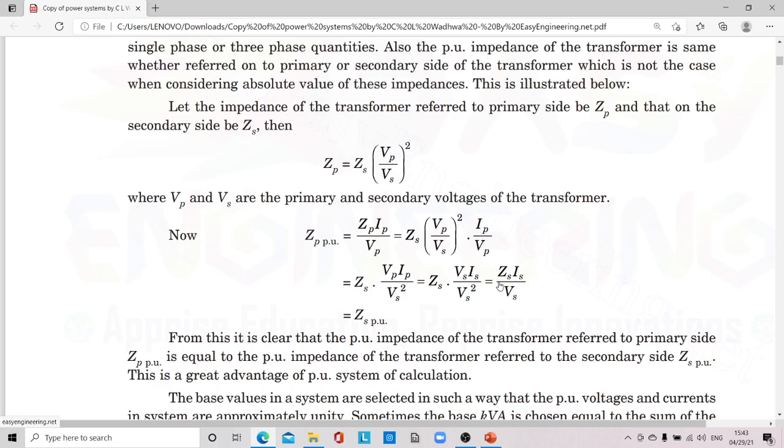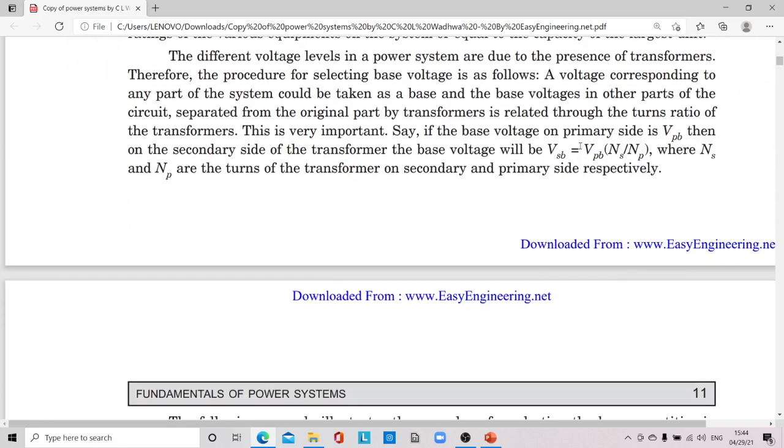Voltage corresponding to any part of the system would be taken as a base, and the base voltages in other parts of the circuit separated from the original part by transformers is related to the turns ratio of the transformers. So, this is very important. Say if the base voltage on primary side is VPB, then on the secondary side of the transformer base voltage will be VSB. VSB is equal to VPB NS by NP, where NS and NP are the turns of the transformer on secondary and primary side respectively.